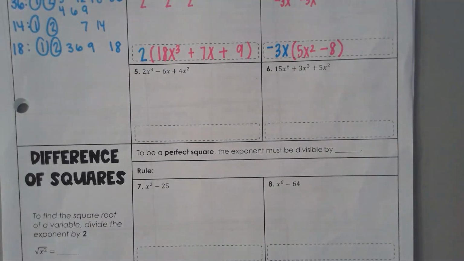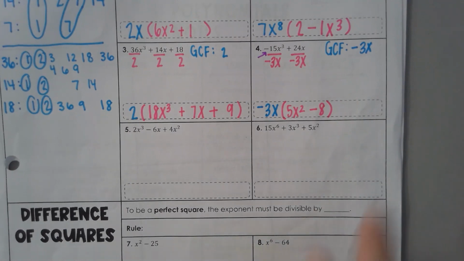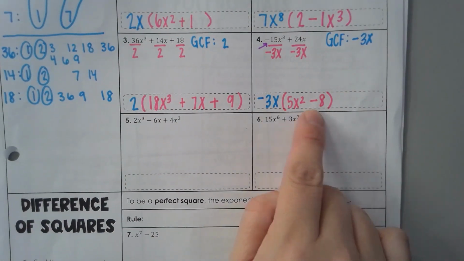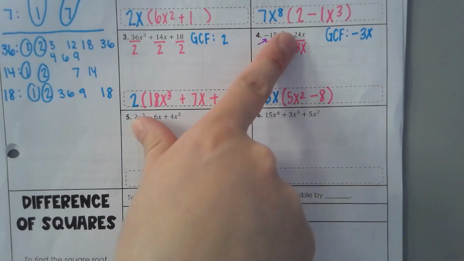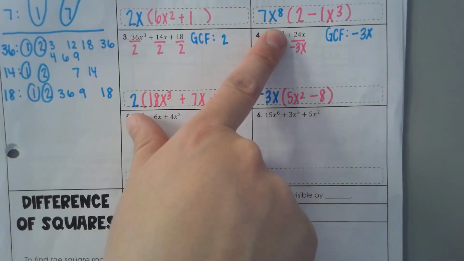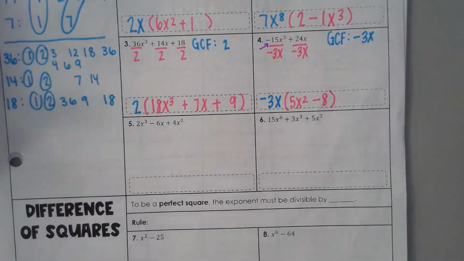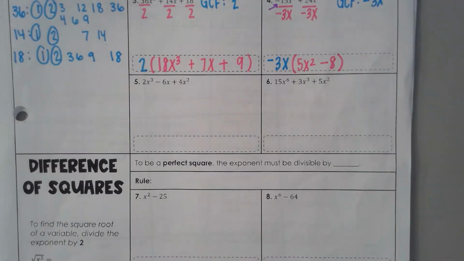What made it negative? Did the negative make the 5x squared? Does that make the minus 8? Why isn't it the plus 8? Because if the GCF is negative, when we divide a positive 24 by a negative 3, that is a negative 8. Oh, okay, I got it. Okay. All right, number 5.